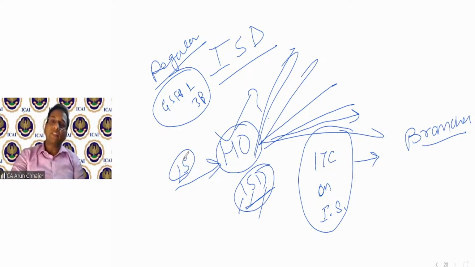And now, what I was talking about, Schedule 1. What is Schedule 1? Para 2 of Schedule 1 says supply of goods or services or both between related persons or between distinct persons.